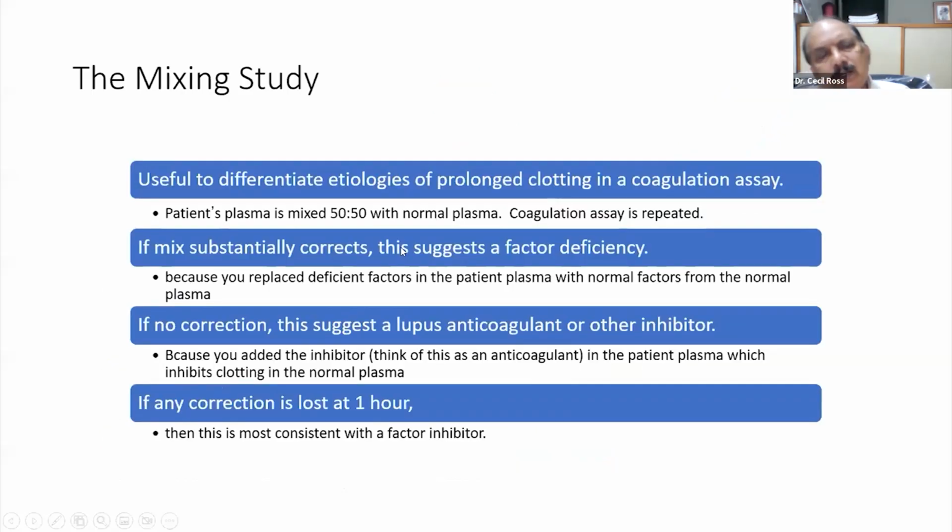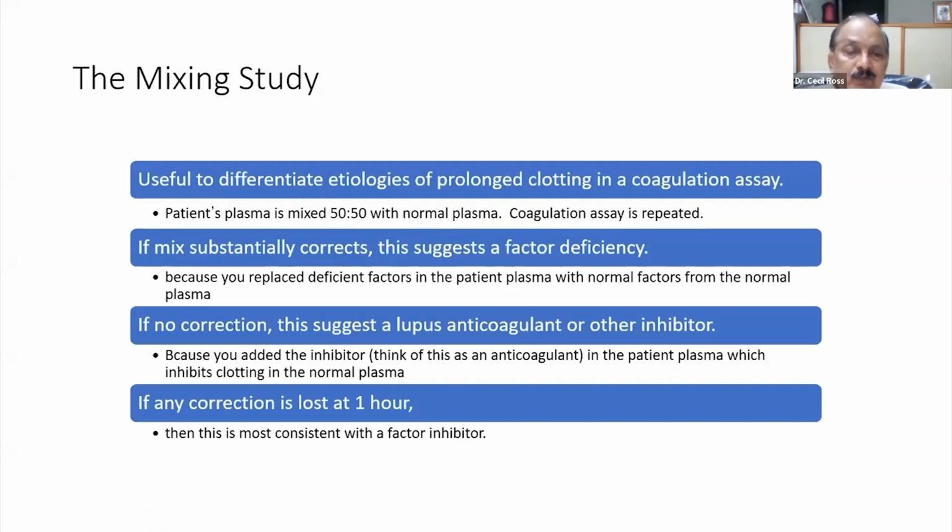When you have the APTT that is prolonged, normally it is useful to differentiate various coagulation assays by doing a mixing study. What happens here is the patient's plasma, which is deficient, is mixed 50 to 50 with normal plasma, and the coagulation assay, the APTT or PT, is repeated. If the mix substantially corrects the PT or PTT, this means there's a factor deficiency. That means there was some factor present in the normal plasma, which you have supplied in the patient's plasma, and therefore the PT or the PTT has been corrected. That means it's a deficiency problem.